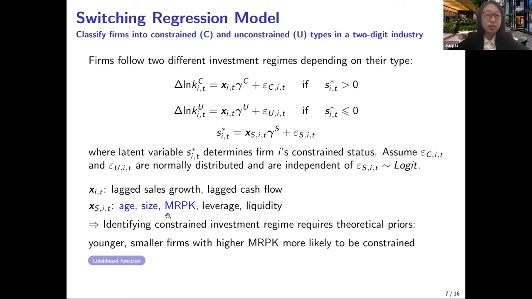And XS includes the variables that can affect the firm's financial constraint status. So this switching regression itself doesn't really identify which investment regime is constrained. So identification would require some theoretical priors. I use the priors that younger, smaller firms with higher MRPK would be more likely to be constrained. So basically I use the signs of age, size, and MRPK to identify which investment regime is constrained. And I didn't use leverage or liquidity ratios to identify the constraint regime because ex ante it is not really clear how these two would affect the firm's constraint status. And once the investment regime is identified as constrained, a firm is classified as a constrained firm if the probability of being in the constrained investment regime is greater than 0.5.